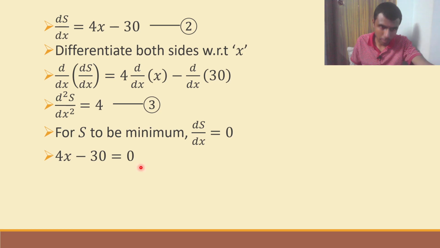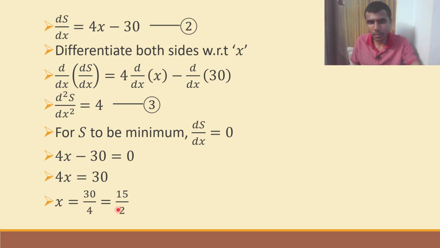4x minus 30. Fine. Now equate it to 0. Now, 4x will be equal to 30 and x will be equal to 30 by 4, which is nothing but 15 by 2. Fine. I hope this is clear.